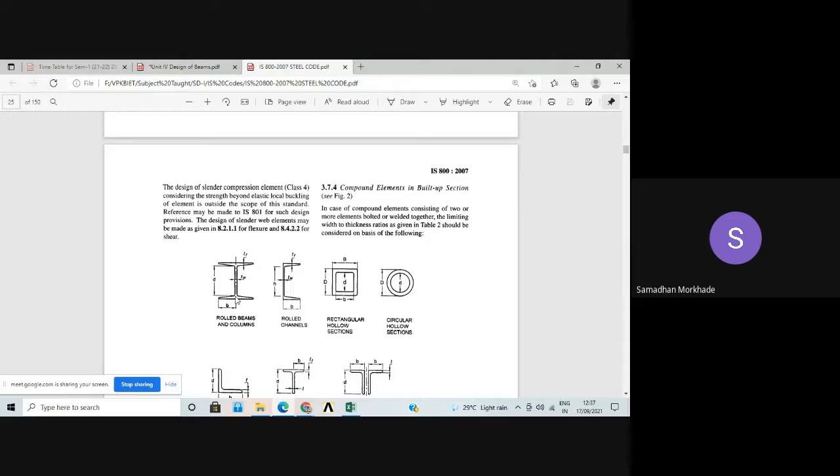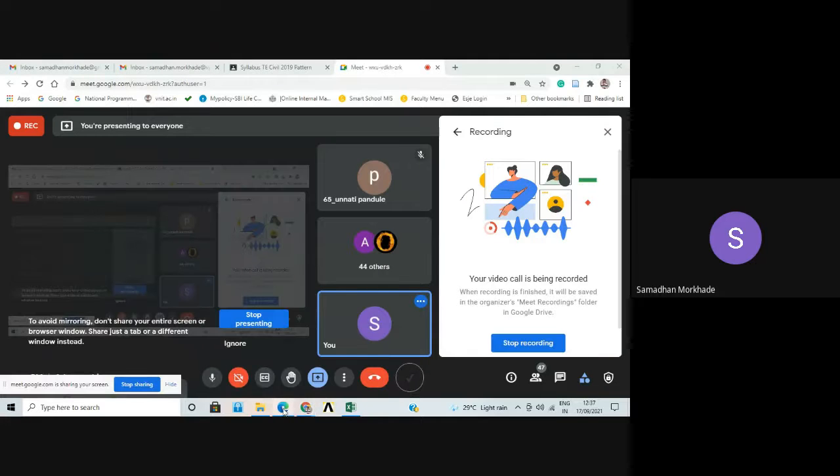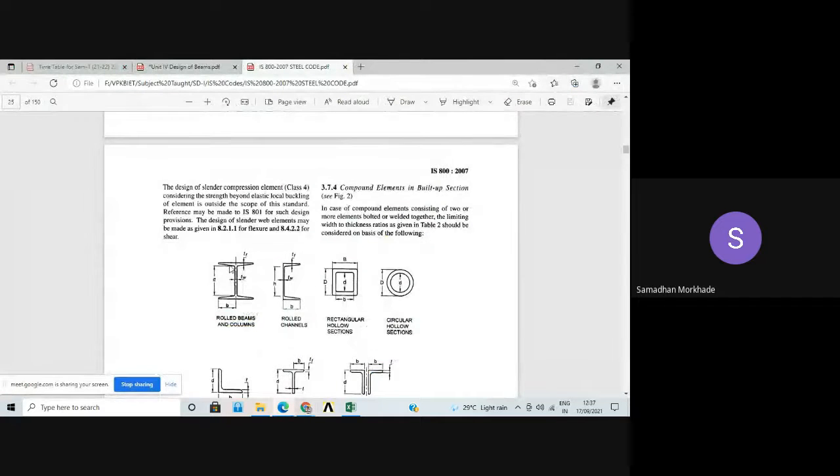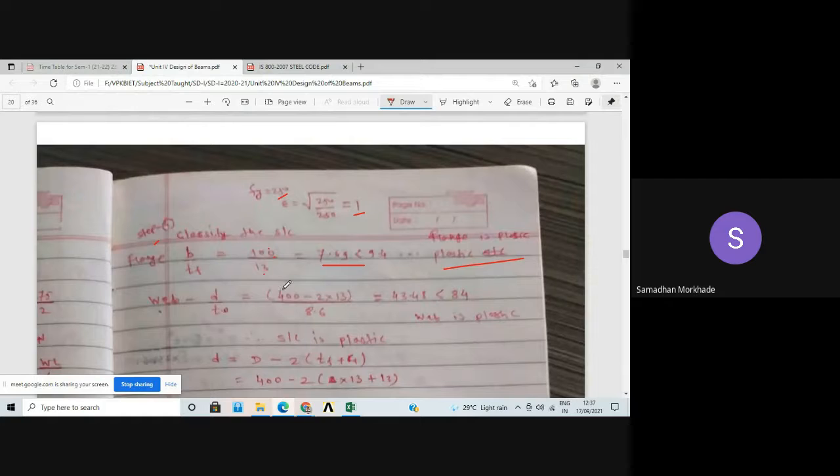It means the clear depth of the web, from the root radius, by subtracting the root radius. So this d that I have calculated is just the overall depth of the section minus 2 times the flange thickness. In different books some slight variation is there, but don't bother. It never exceeds 50, and our limit is 84. So it always lies below 84. So our web is plastic.